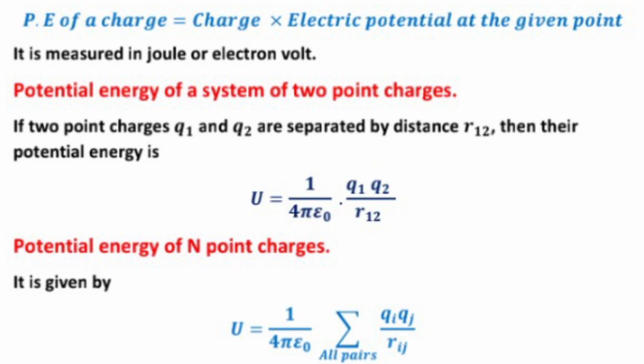Now I am moving to the next topic, potential energy of a system of 2 point charges. If 2 point charges Q1 and Q2 are separated by a distance r12, then their potential energy is U equal to 1 upon 4 pi epsilon 0 times Q1 Q2 upon r12. Potential energy of n point charges is U equal to 1 upon 2 times 1 upon 4 pi epsilon 0 sigma over i and j from 1 to n of Qi Qj upon rij, where i is not equal to j.